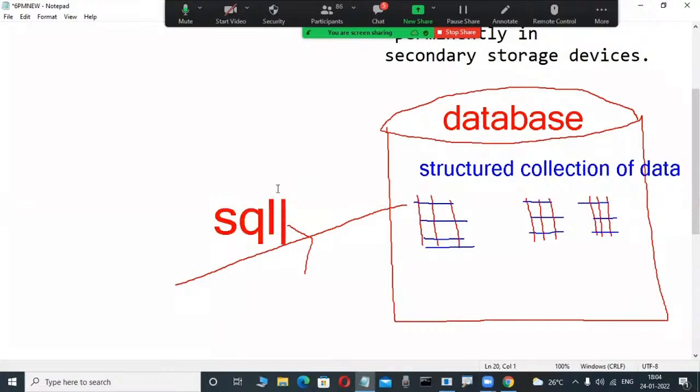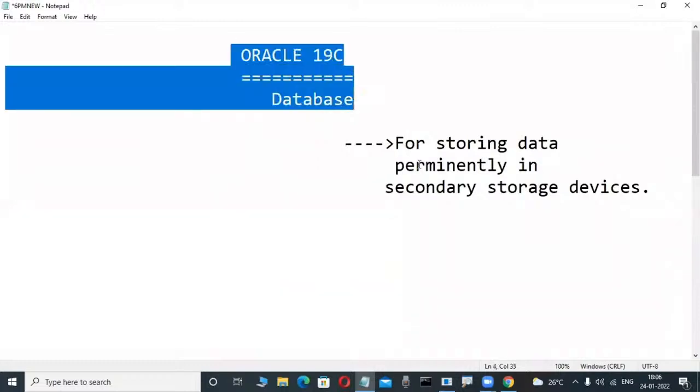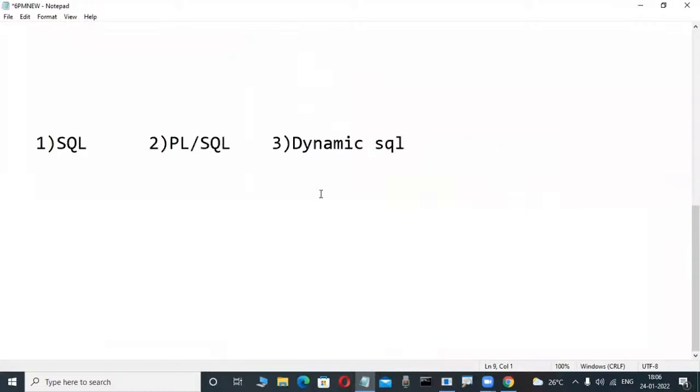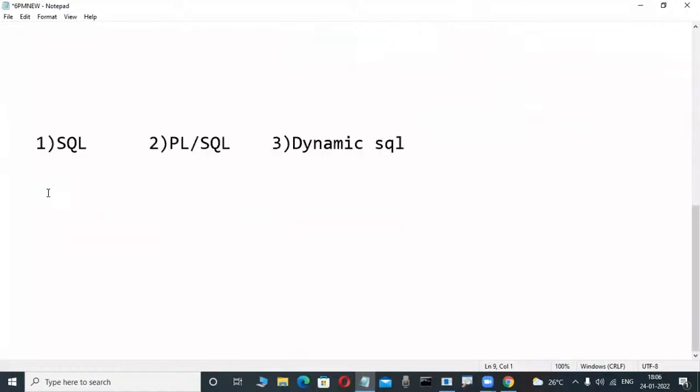That's why these types of databases are implemented based on the relational data model. I will tell you. These databases, that is Oracle, SQL Server, DB2, Sybase, MySQL, are all implemented based on a relational data model concept. Today I will tell you.